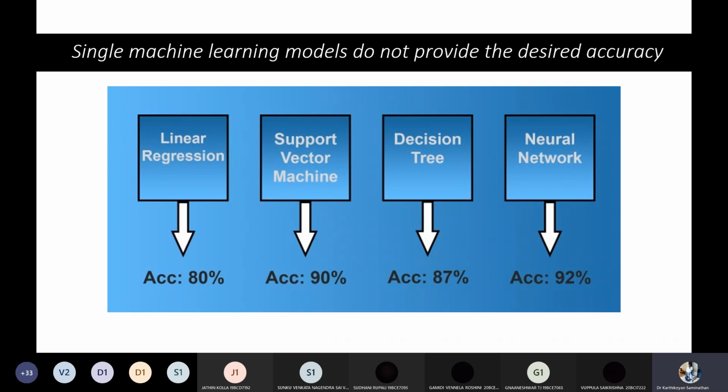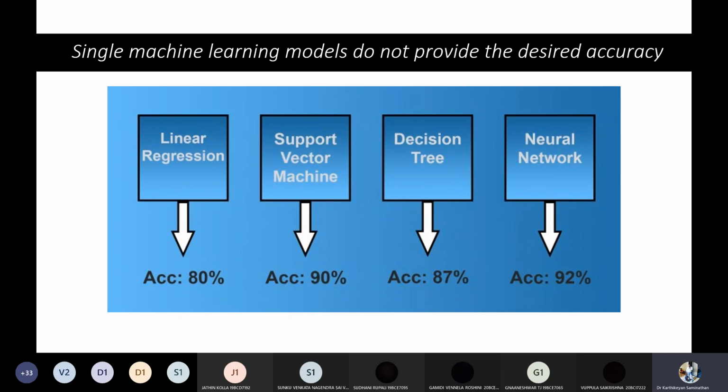Because of these reasons, when you train individual models you may not get it, but the hybrid model, the ensemble model, always gives you better accuracy. Meaning you take the data, feed it to all the training models, get the results and predict. Finally, you do voting or take the average of all such results. Here you see 80 plus 90 plus 87 plus 92 divided by 4.